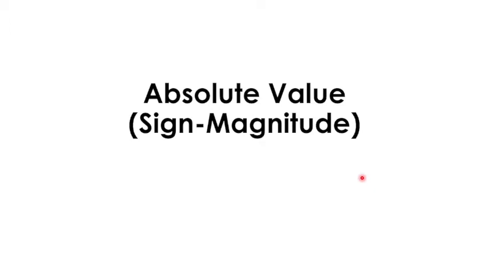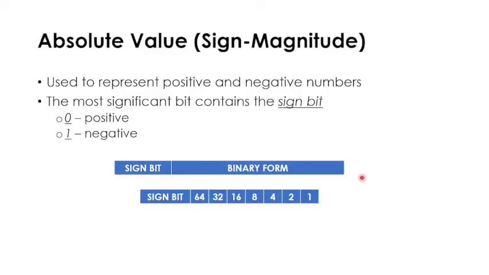So let's move on to the absolute value or the sign magnitude. The absolute value or the sign magnitude is used to represent positive and negative numbers. And the most significant bit, or the first bit, contains the sign bit. In this case, the value of the sign bit for positive numbers is 0, and for negative numbers is 1. So the syntax for this is, the first bit is the sign bit, followed by the binary form. So let's try some examples.